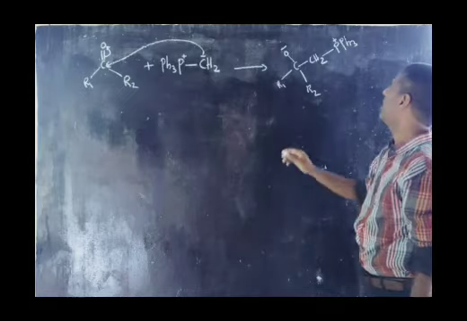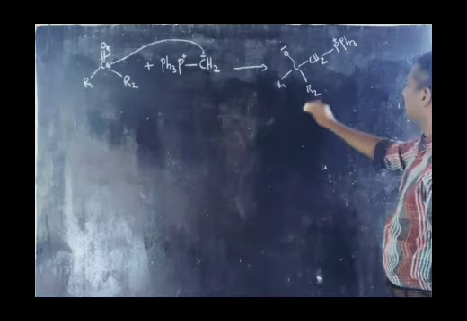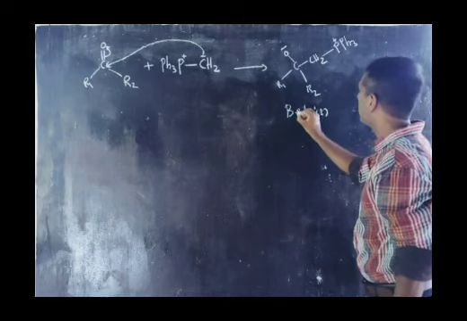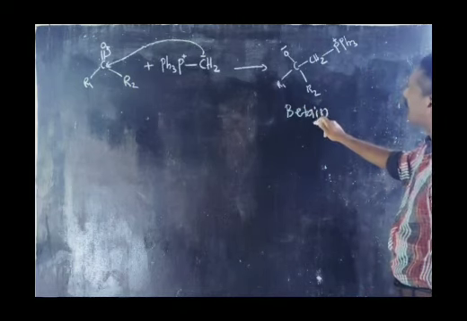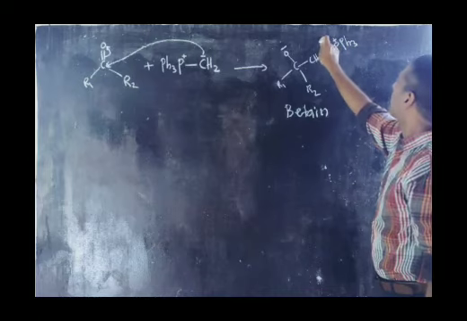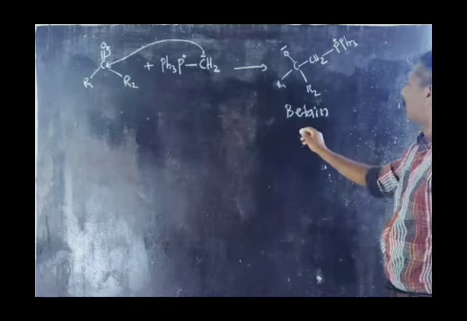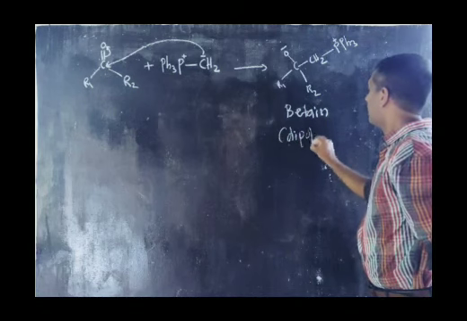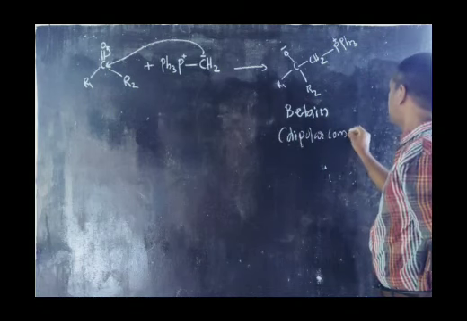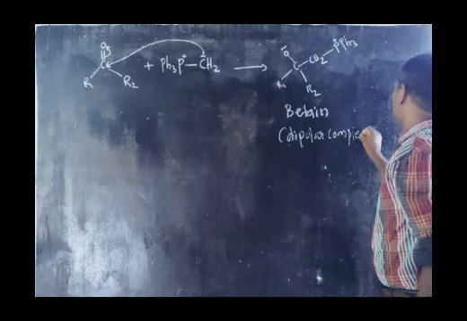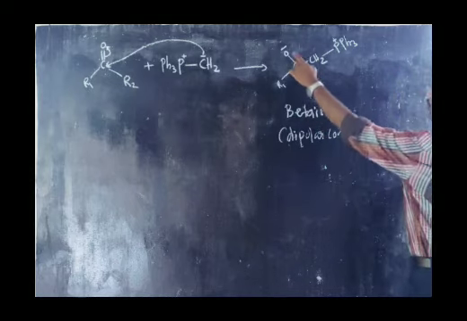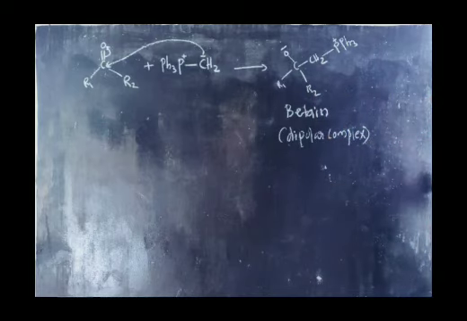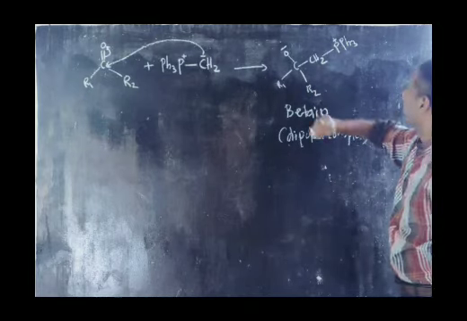This is our intermediate, and this intermediate is known as betaine intermediate. What do you mean by betaine intermediate? You can see that this is a dipolar complex. A betaine intermediate means a dipolar complex, with O minus and P plus. That means we are getting it like this.